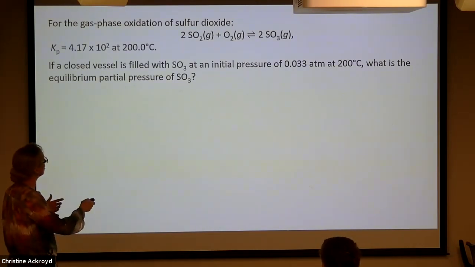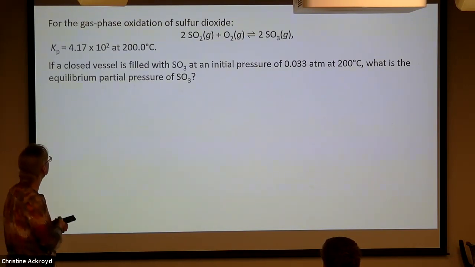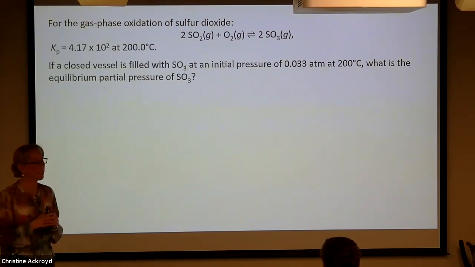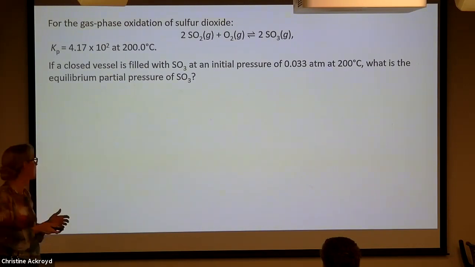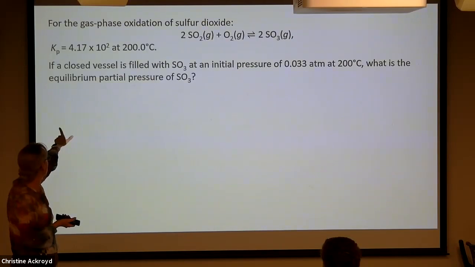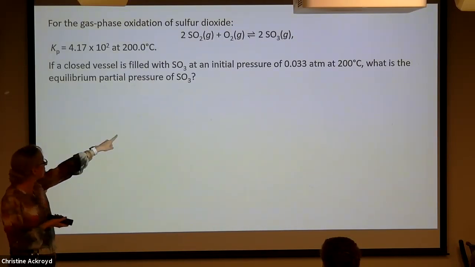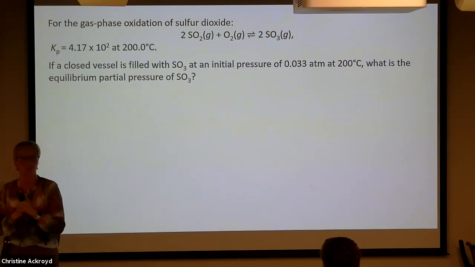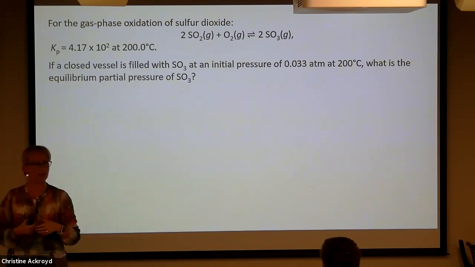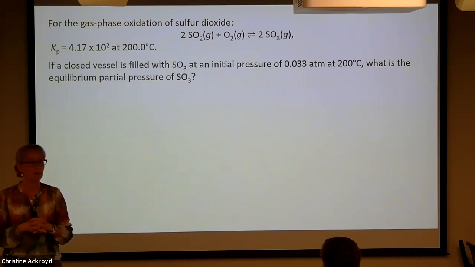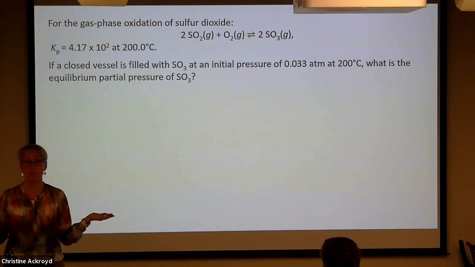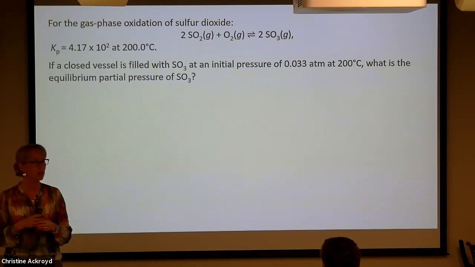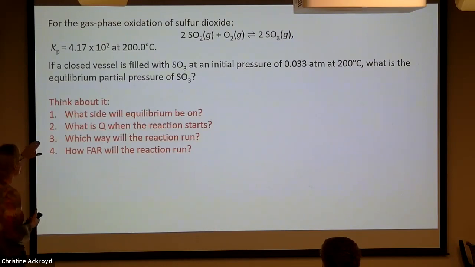So we have this reaction which produces sulfur trioxide. The equilibrium constant is 417. Okay, and we start the reaction with initial sulfur dioxide, 0.033 atmospheres of pressure. What's notable about this? It's all product. Can we do that? Sure. Okay, there's some questions for you.